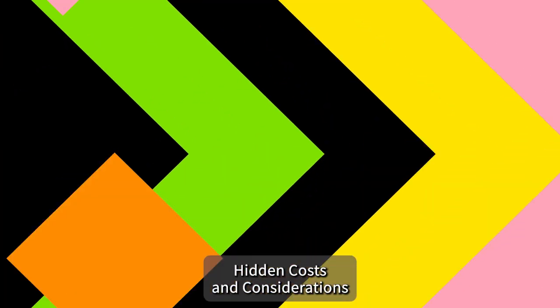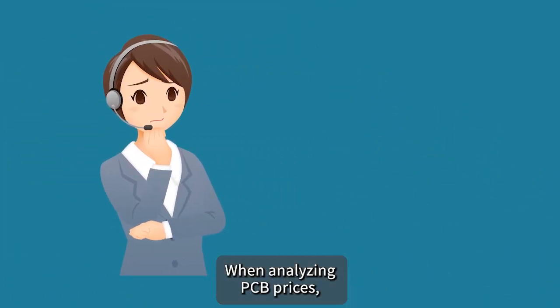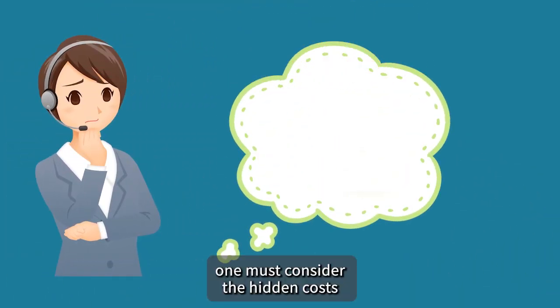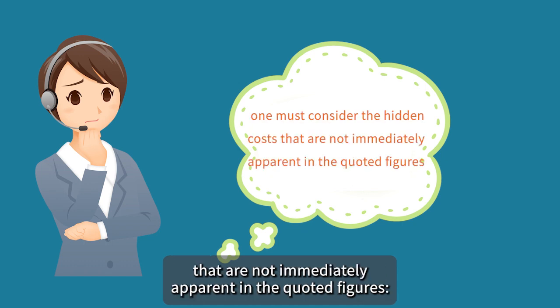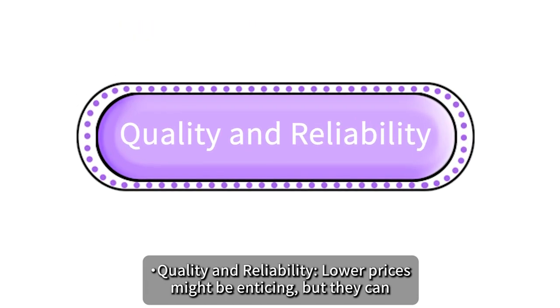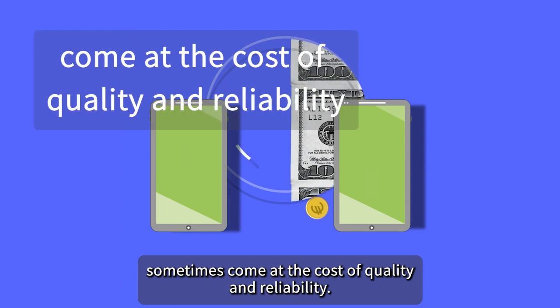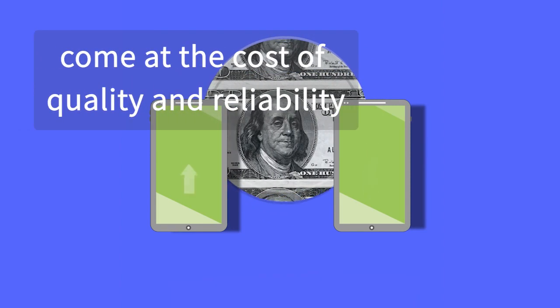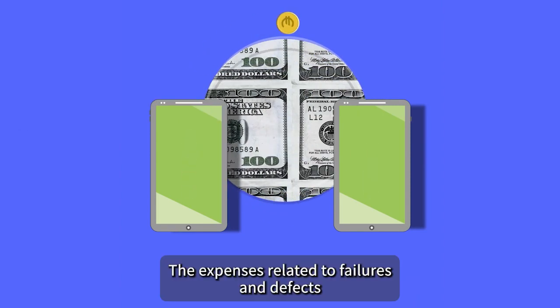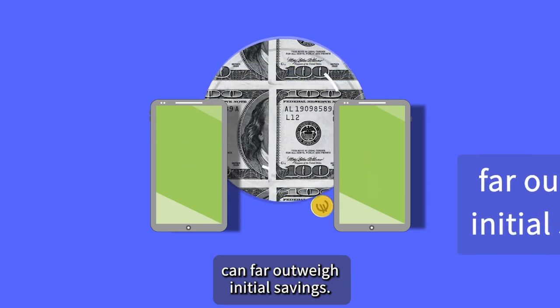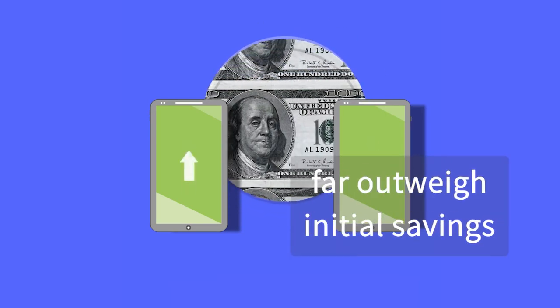3.2. Hidden costs and considerations. When analyzing PCB prices, one must consider the hidden costs that are not immediately apparent in the quoted figures. Quality and reliability. Lower prices might be enticing, but they can sometimes come at the cost of quality and reliability. The expenses related to failures and defects can far outweigh initial savings.